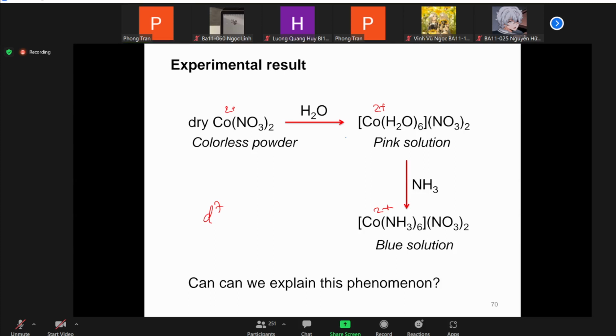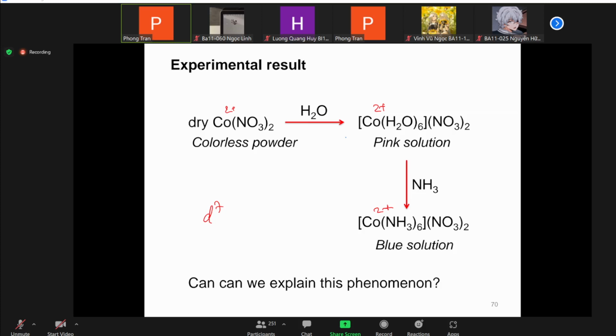When you move to the ammonia, NH3, the nitrogen has a stronger reactivity compared with oxygen. So NH3 will replace water. It produces the compound with the same cobalt in the center, but surrounded by NH3. The color changes because the interaction of NH3 with the cobalt is different compared with the interaction of oxygen and cobalt. But the question still remains: why does the dry cobalt nitrate, the one without water, without NH3, have no color?